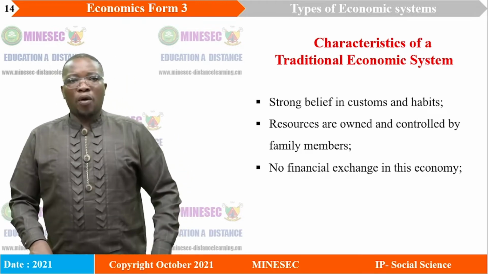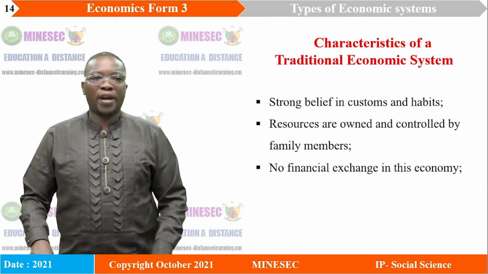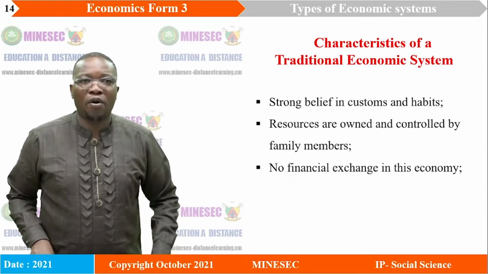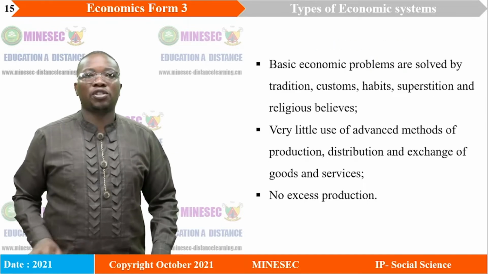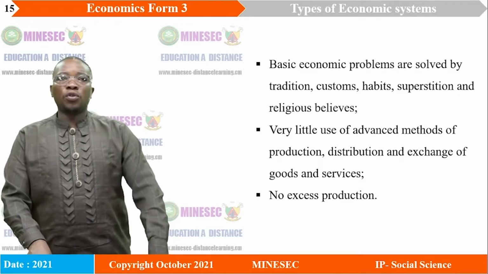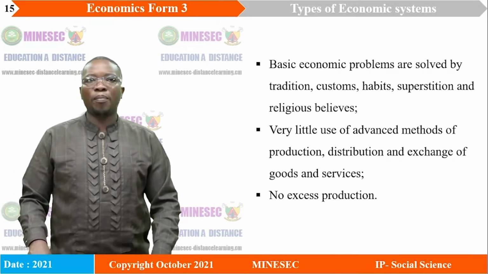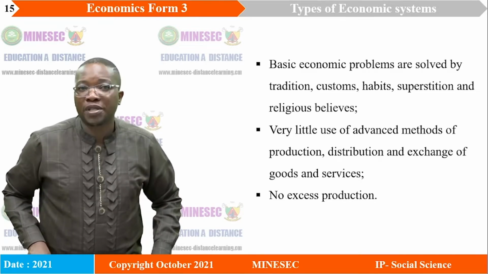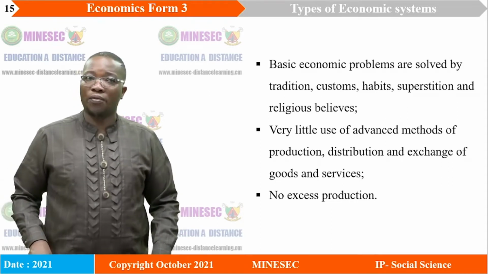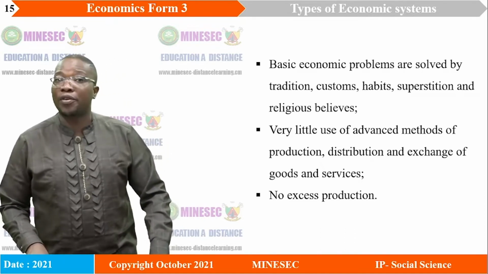Here, you are going to notice that there is no financial exchange in this economy. No financial exchange, like selling of goods, buying of goods, is taking place in this type of an economic system, the traditional economic system. To add, we would notice that basic economic problems, like we mentioned, what, how, where, and for whom to produce, are solved by tradition, customs, habits, superstition, and religious beliefs.